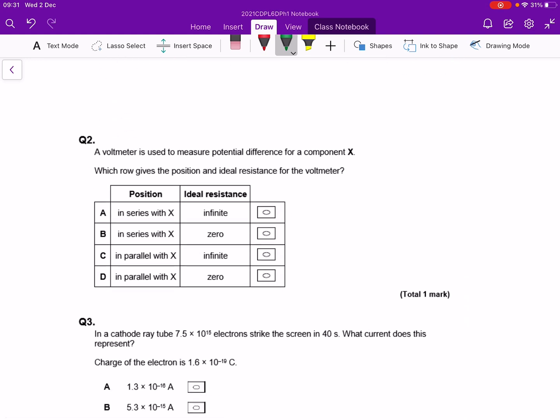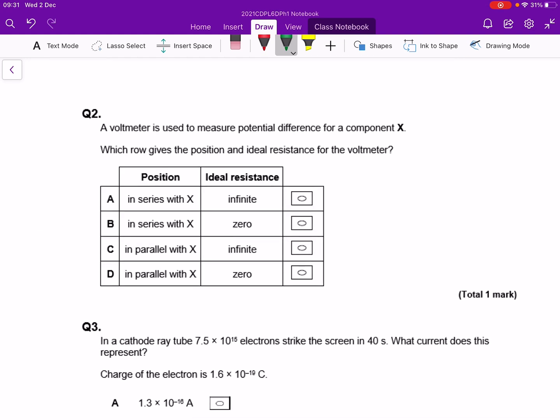Question 2, which row gives the position and ideal resistance for the voltmeter? So we want to be in parallel with X, and we want an infinite resistance. We've seen this one before.